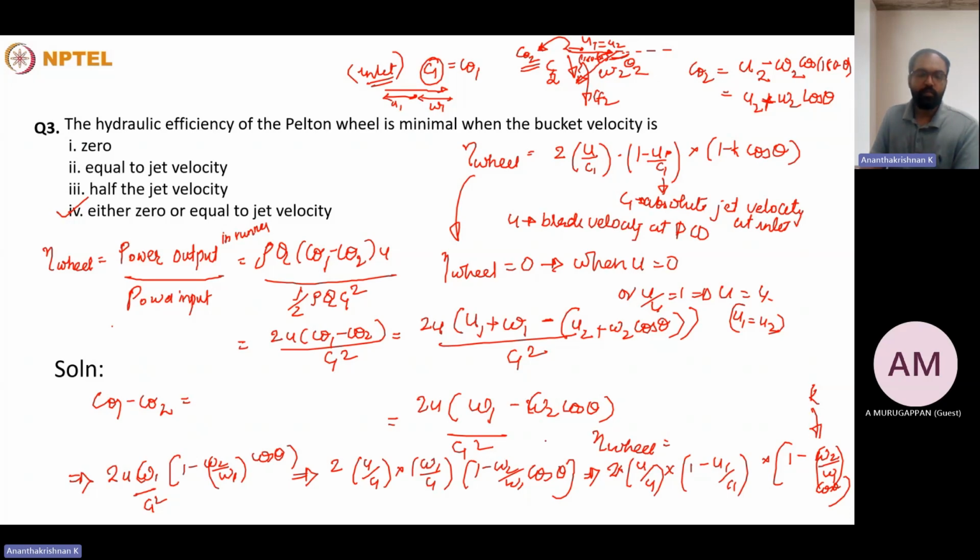So this value will become 0 when U equals 0, that is the bucket velocity, or when U equals the jet velocity, that is C1 at the inlet. So the answer to this problem is 4. Either this particular quantity should be equal to 0 or should be equal to C1. Then only the hydraulic efficiency will become equal to 0, that is a minimal value.